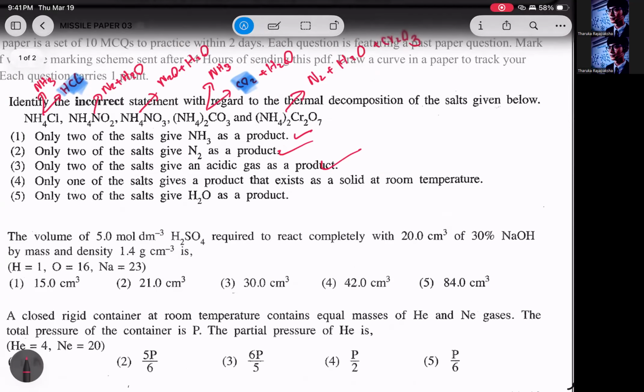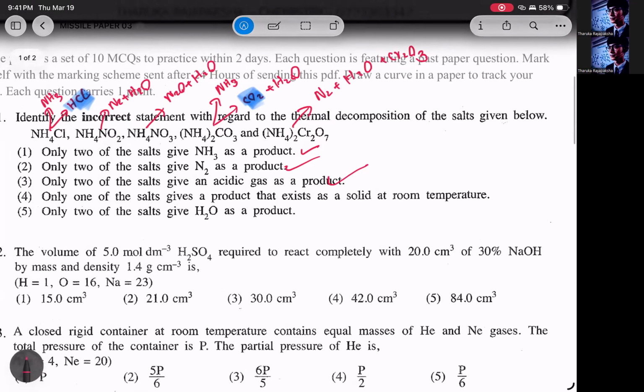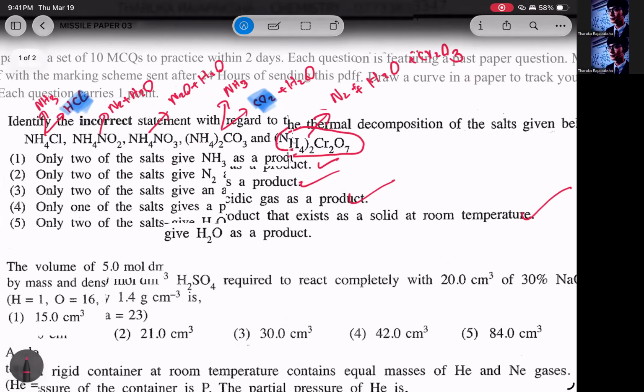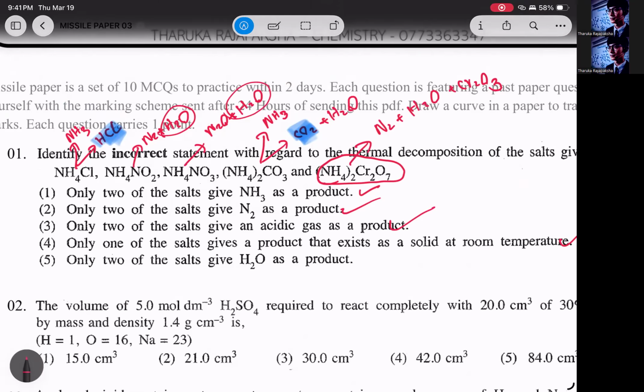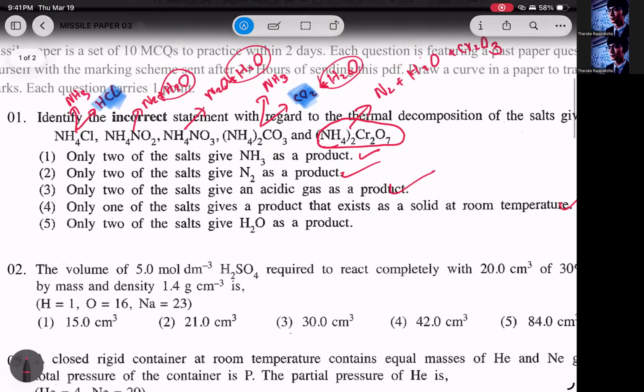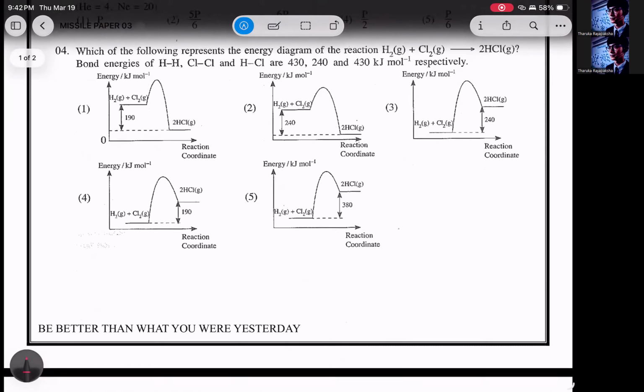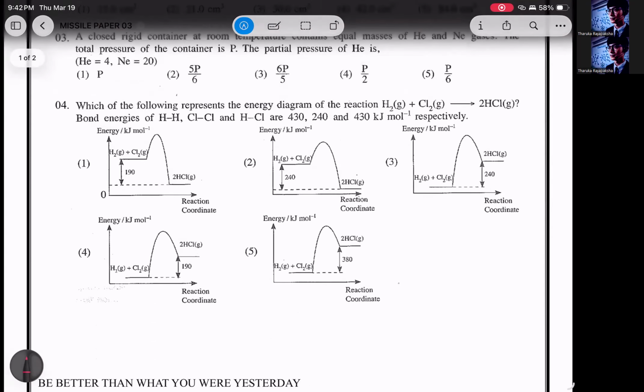Only one of the salts gives products that exist as a solid at room temperature. Yes, that's correct. Ammonium dichromate, that's what I told you. It's the only ammonium salt that gives a precipitate, a solid component. Fifth one, only 2 of the salts give H2O as a product. There are a lot, right? 1, 2, 3, and 4. There are 4 actually which give water as a product. So this one is the answer. That's the incorrect statement.